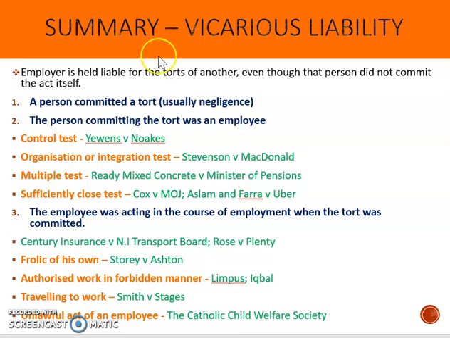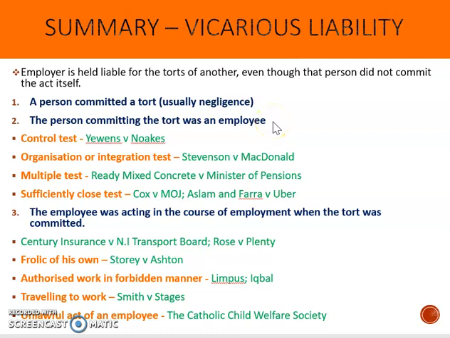Let's recap then. Vicarious liability is where an employer, in our case Springfield School, is held liable for the torts of another, even though it wasn't their fault. It was Otto who was driving the minibus. And in order to prove that Springfield School should be liable to Mo and Bart, we have to satisfy these 3 requirements. Firstly, a person committed a tort, usually negligence. Well, as I've just discussed, it looks like Otto was negligent.